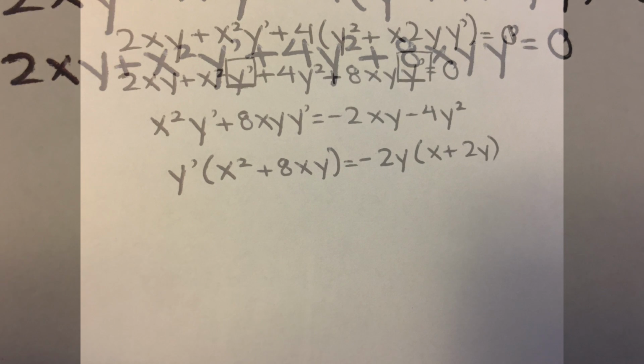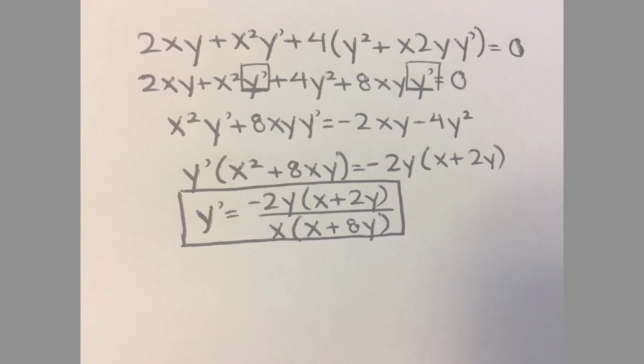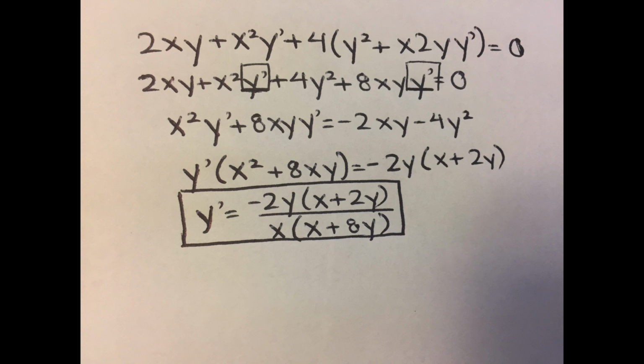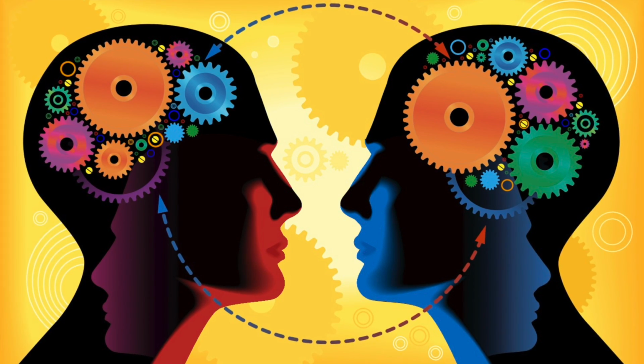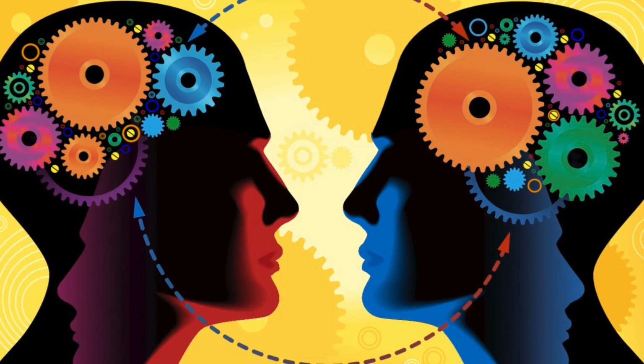In the second step, collect all the terms involving y prime on one side of the equation and move the other terms to the other side of the equation, which will bring you to x squared y prime plus 8xy y prime equals negative 2xy minus 4y squared. Afterwards, factor out y prime and divide both sides of the equation by the left-hand factor that does not contain y prime. The final answer should be negative 2y times the quantity of x plus 2y divided by x times the quantity x plus 8y. As you can tell, implicit differentiation is actually quite logical and works beautifully with complex equations.